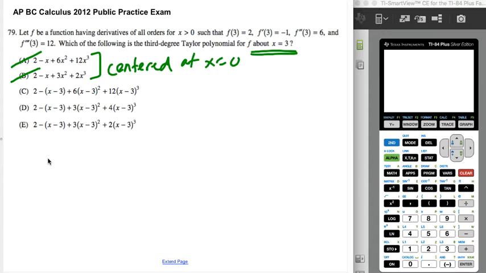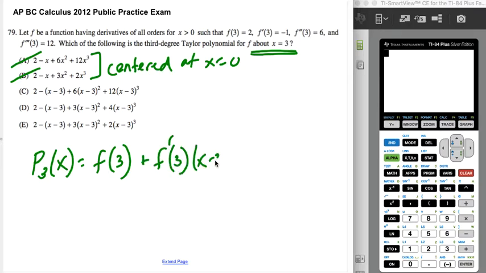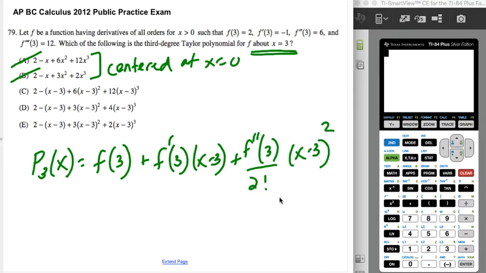So remember that the third degree Taylor polynomial, so P sub 3, is going to be f of 3, right, plus f prime of 3 times x minus 3, plus f double prime of 3 over 2 factorial times x minus 3 squared, plus f triple prime of 3 over 3 factorial times x minus 3 cubed, right? So really, I'm just straight up plugging in the values they gave me.